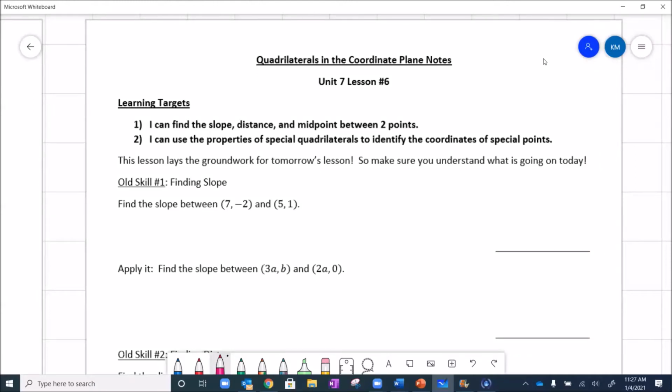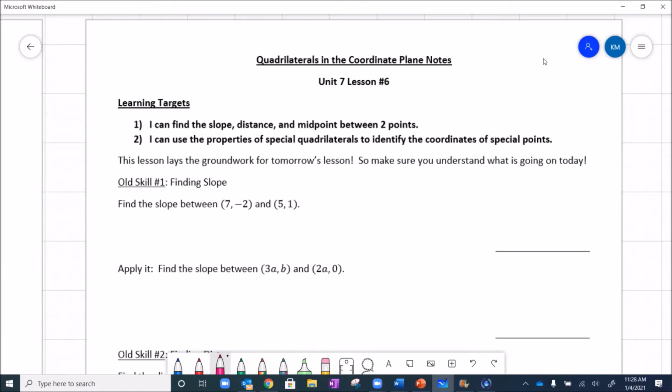Today we're looking at quadrilaterals in the coordinate plane notes. At the end of this video, you should be able to find the slope, distance, and midpoint between 2 points, and you should be able to use the properties of special quadrilaterals to identify the coordinates of special points.